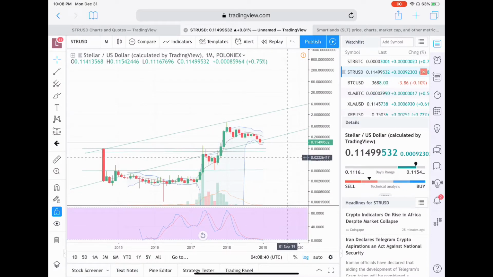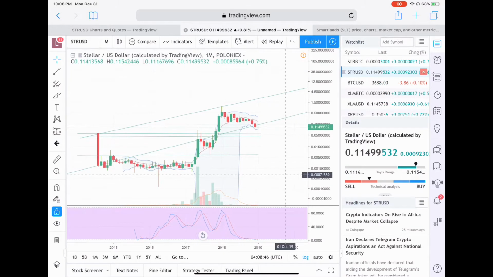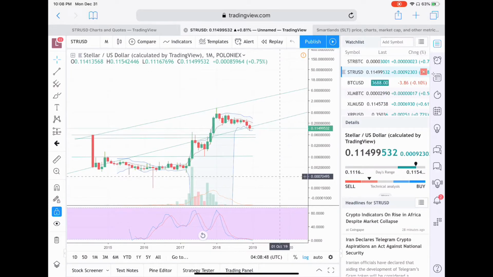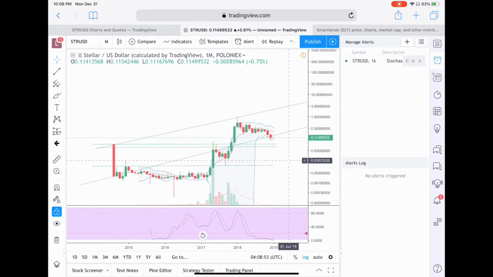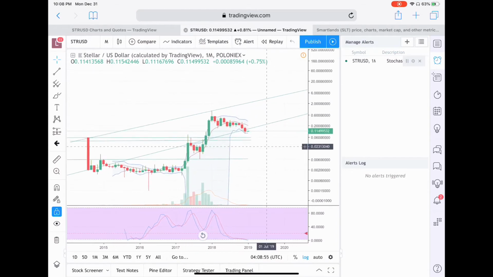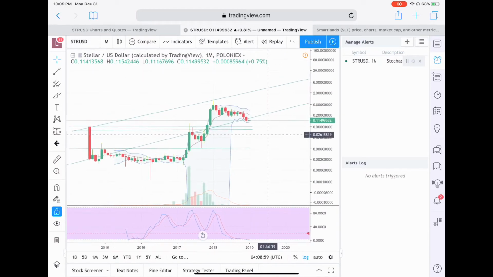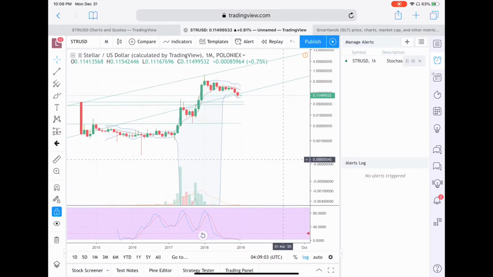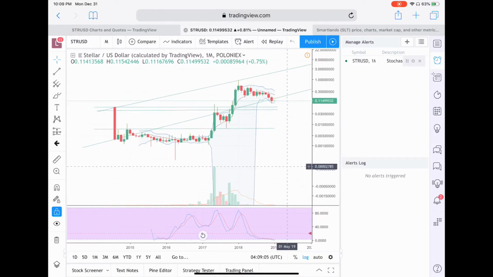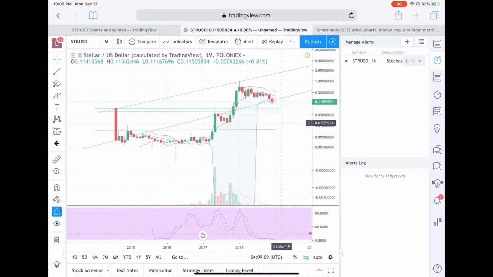So what I have here is the Stellar USD chart on TradingView, and I'm using the logarithmic scale. If you look down below here, you'll see the log is in blue, right? And it's the logarithmic scale. I've drawn trend lines. These are the trend lines I chose to draw. I have a very specific method in how I draw my trend lines. So that's my channel.